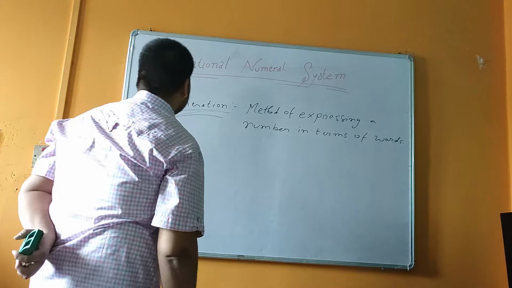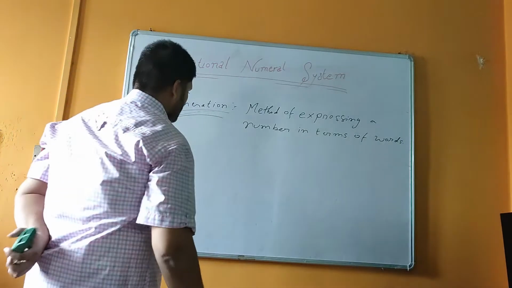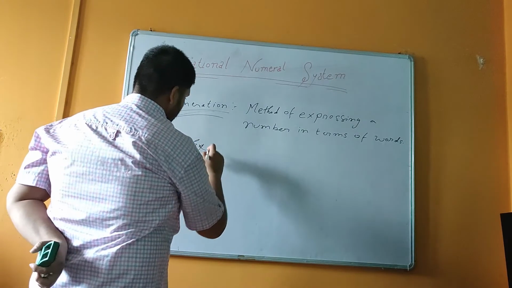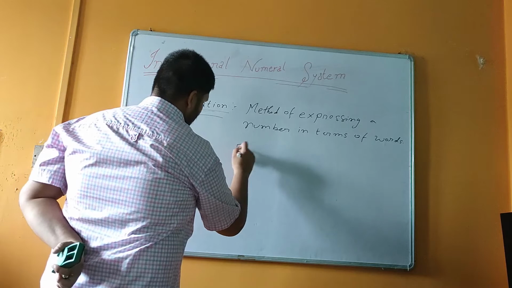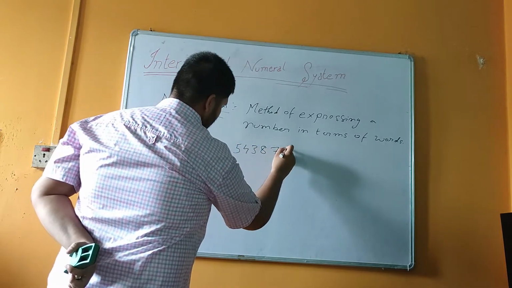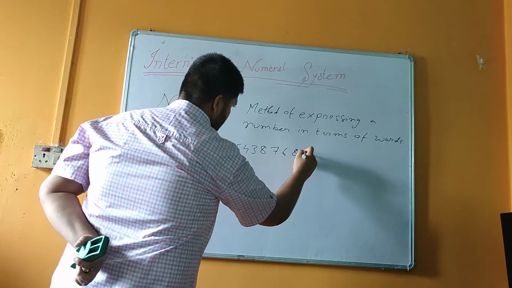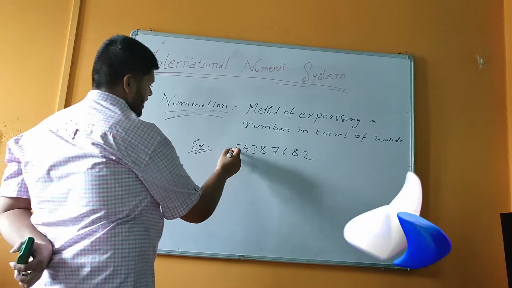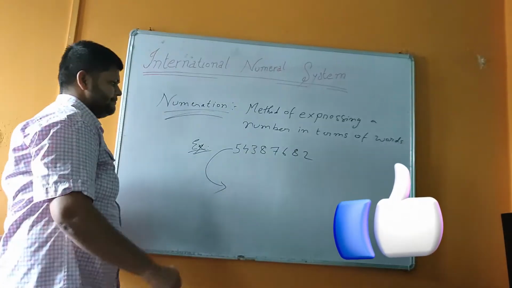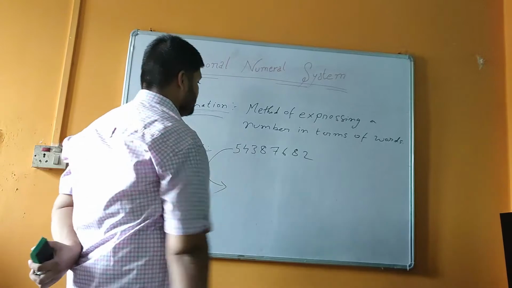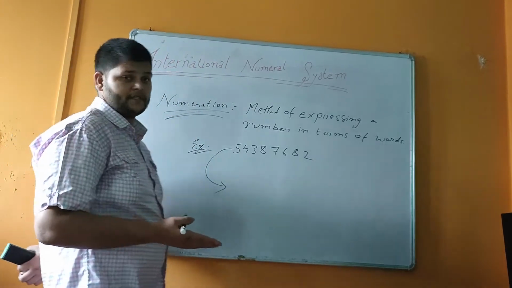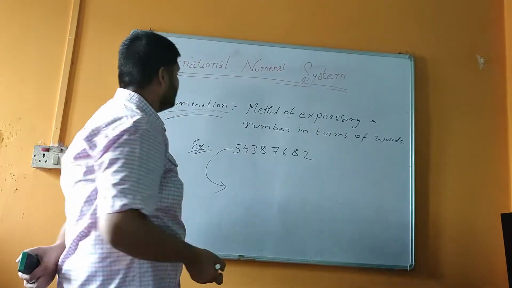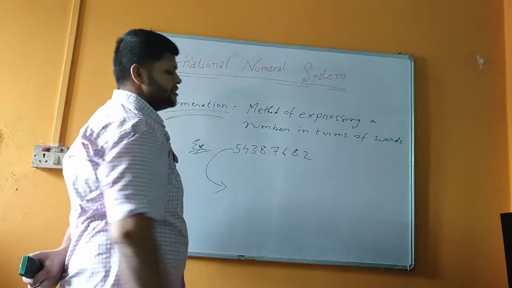That means we will be taking one number, for example, suppose I am taking 543,876,582. This number I want to write in words. So how will we do this? This can be done in two ways. One is the Indian numeral system and the other is the international numeral system.